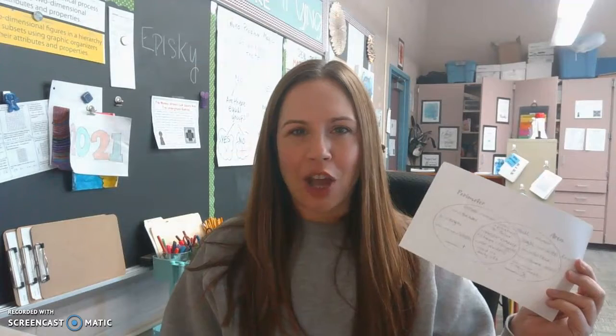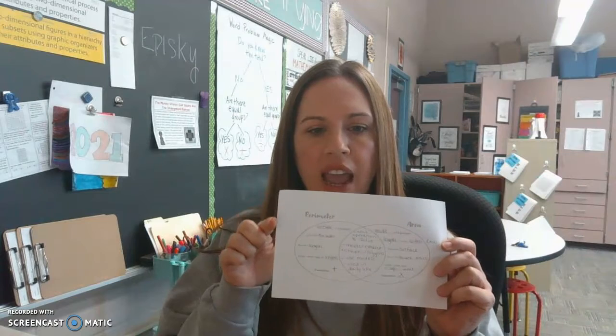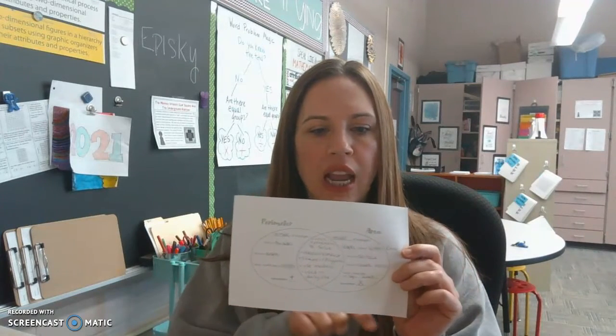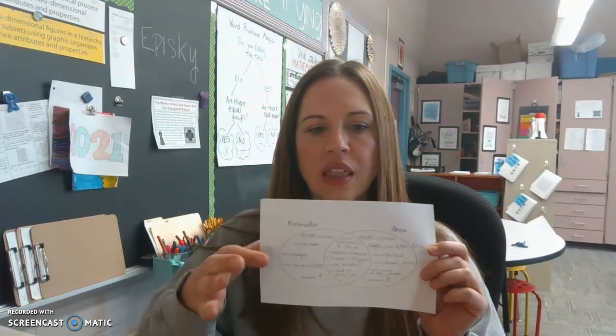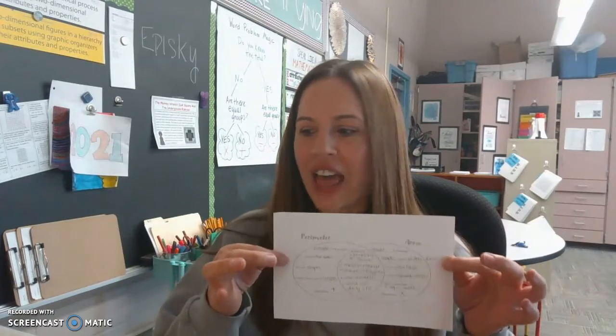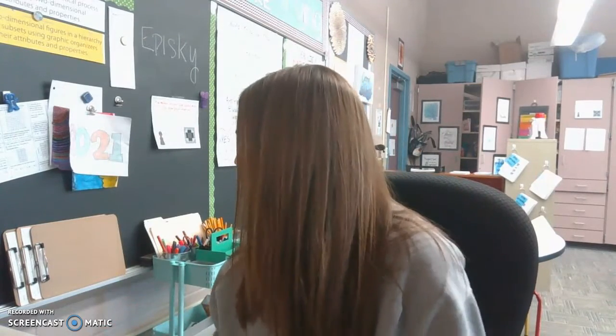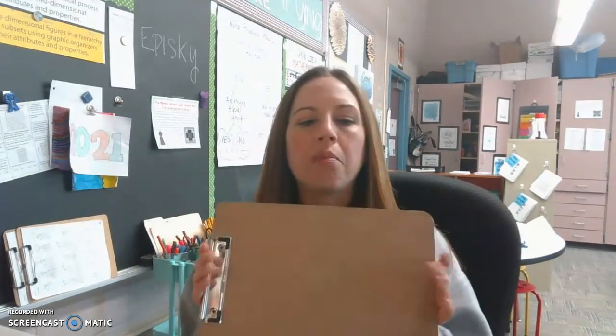Remember those books that y'all probably read in maybe first and second grade called Flat Stanley? Flat Stanley is two-dimensional. So pieces of paper are two-dimensional. They aren't thick, they're flat. What else is two-dimensional? Well, I'm just looking around my room. My clipboard is two-dimensional. It's flat, right?